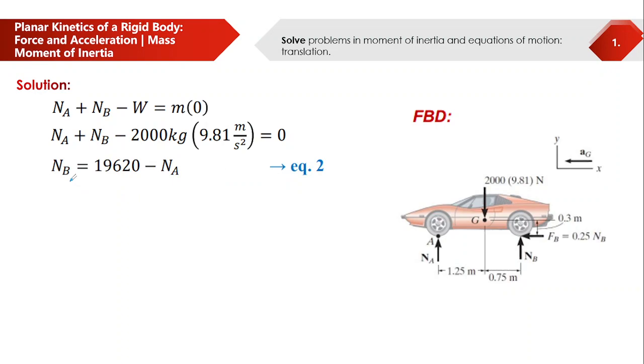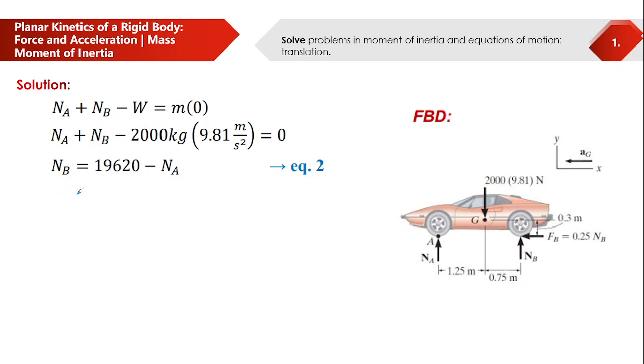So that will be N sub B is equals to 19,620 minus N sub A. This is how you solve for our N sub B. Now, the problem is we don't have the value for N sub A. So how to compute that one? After we solve for the N sub A, we can solve for N sub B. And therefore, we can solve for the friction force or the acceleration of our car.